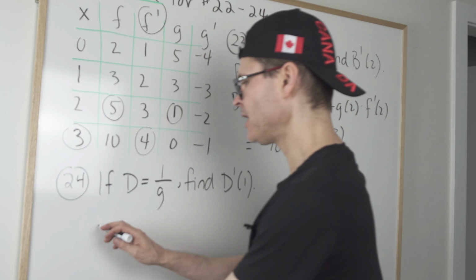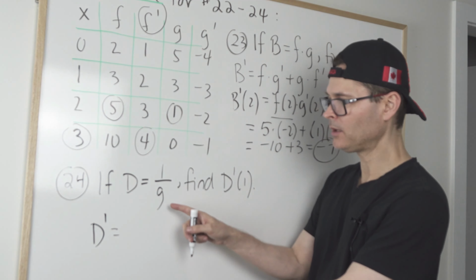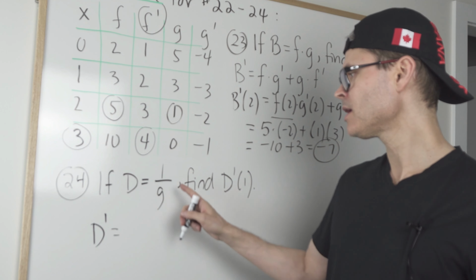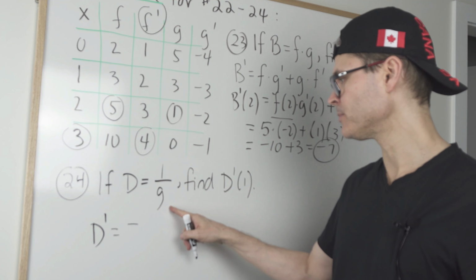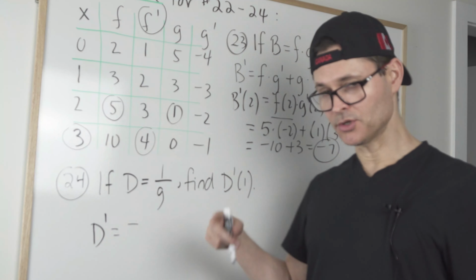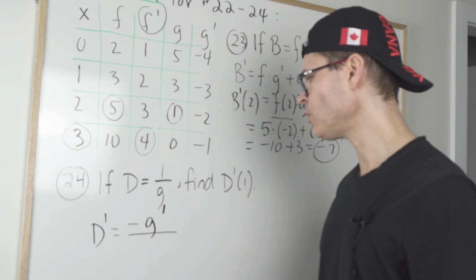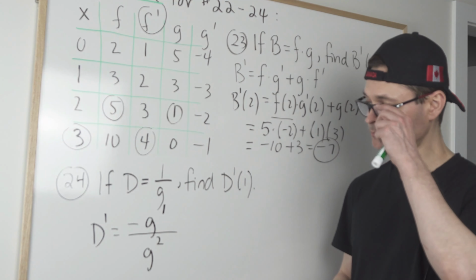So let's find d prime first. d prime is going to be equal to, well, I can use the quotient law: bottom times the derivative of the top, which is 0, minus the top times the derivative of the bottom. So that's 1 times the derivative of g, which is g prime, all over g squared. I have to square the denominator.